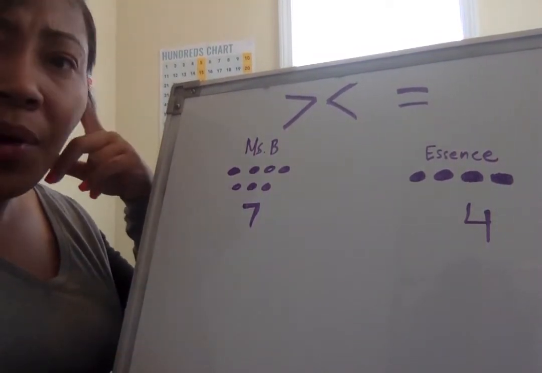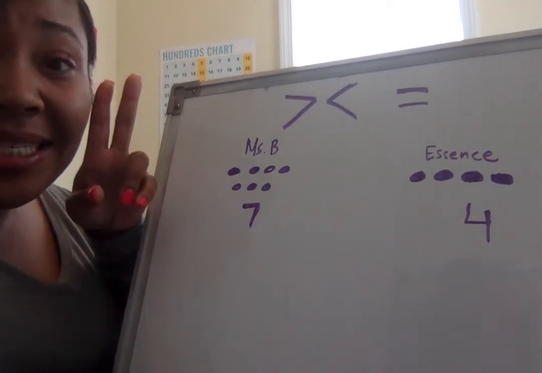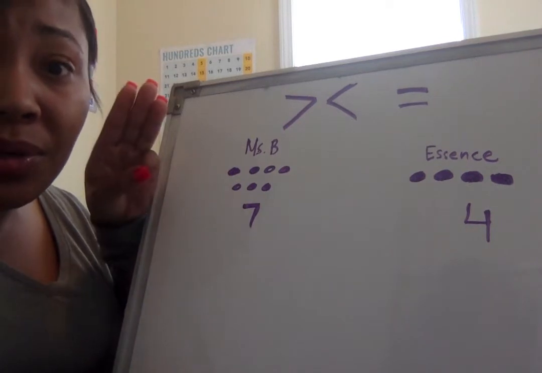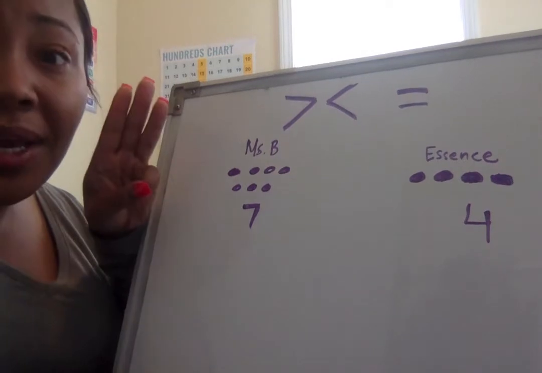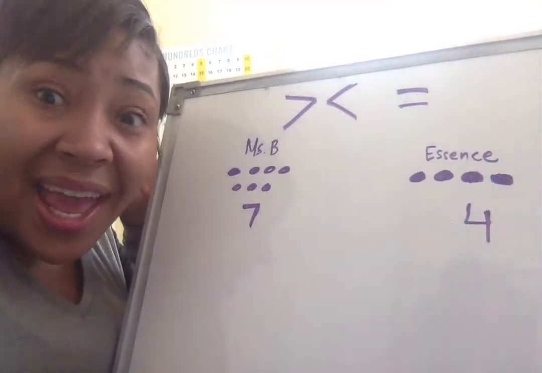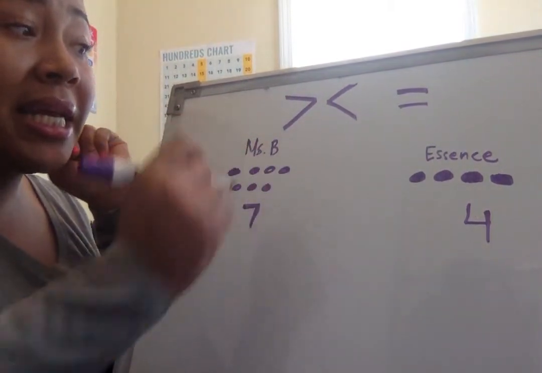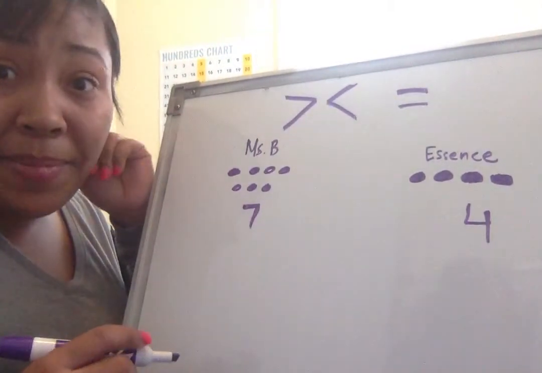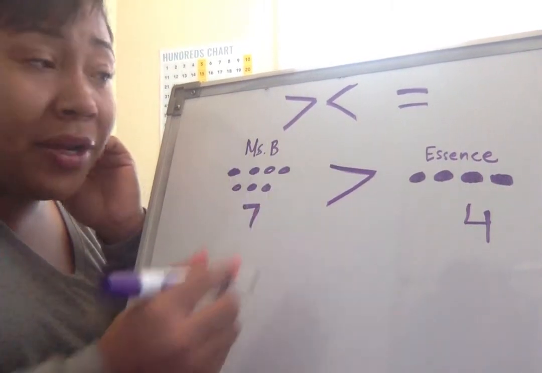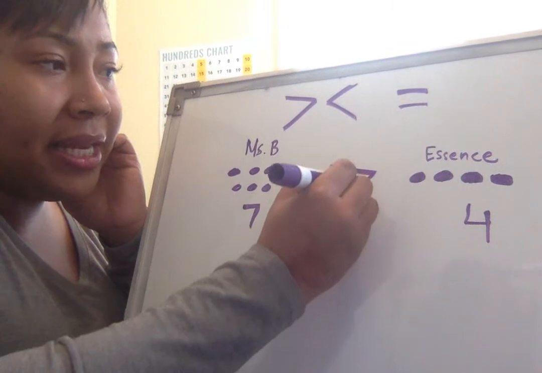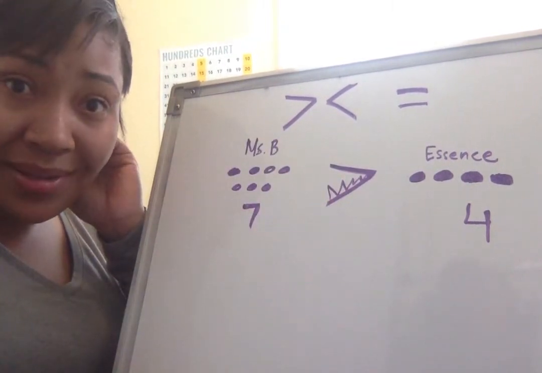So, on the count of 3, I want you to shout out if it's greater than, less than, or equals to. 1, 2, 3. Greater than. Say greater than. And remember, Stinky the Sock always eats the bigger number. So then I'm going to make this sign greater than. Kind of like the alligator eating the bigger number too. Okay. You guys got that?